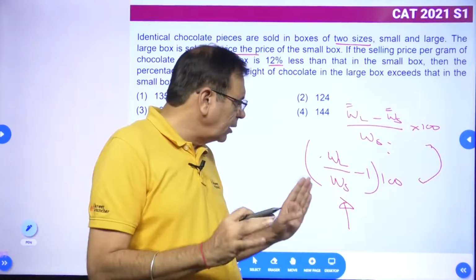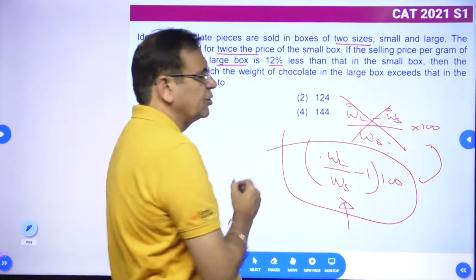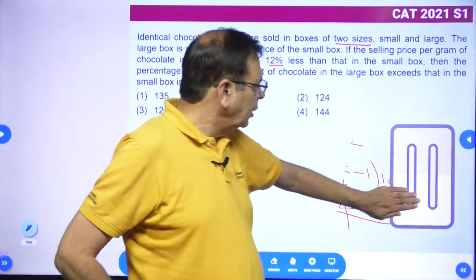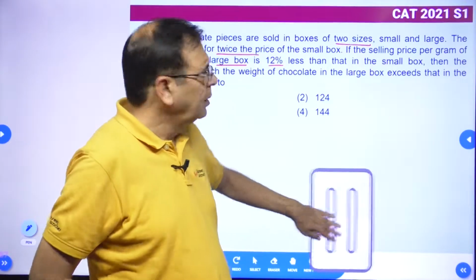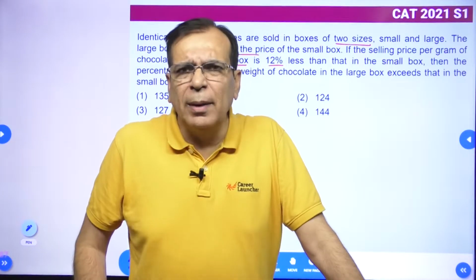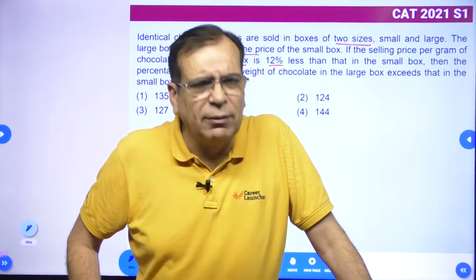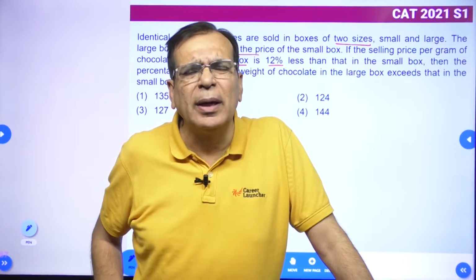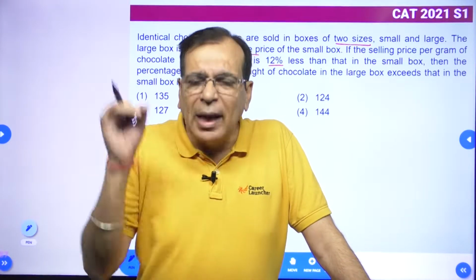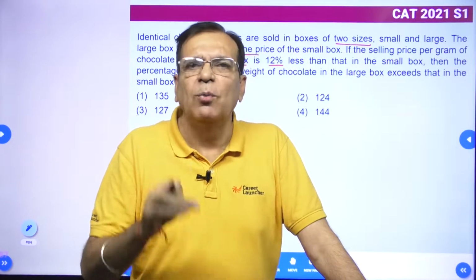So the first thing in this kind of question is that this is the preferred calculation technique from your point of view. Second, in this kind of question, please don't use variables. The question says the large box is sold for twice the price of the small box. Many times people say, let the small box be P rupees and the large box be 2P rupees. Stupidity of the highest order. Why don't you take 100 and 200? Numbers are always easier to handle than variables. Numbers can be cancelled out, variables may or may not get cancelled out. So please work with numbers, not with variables.